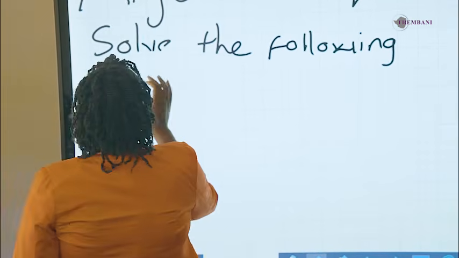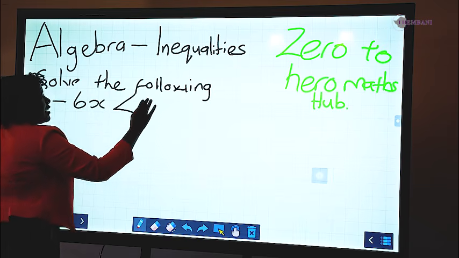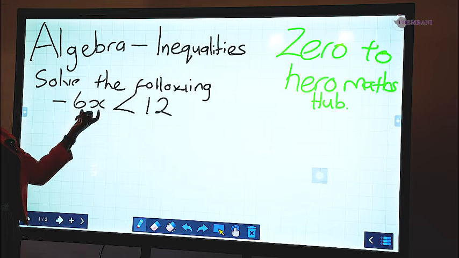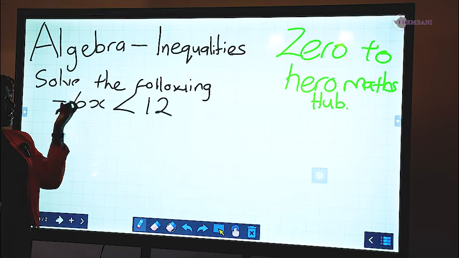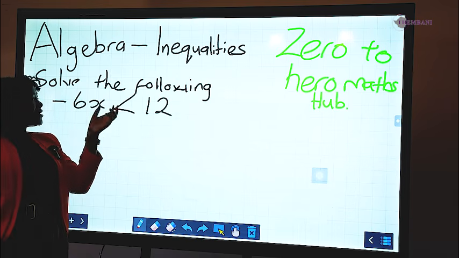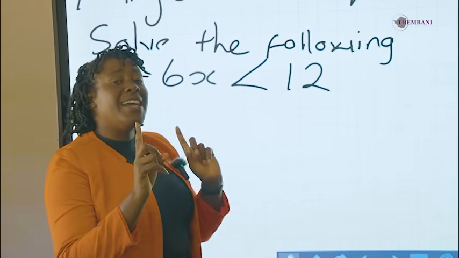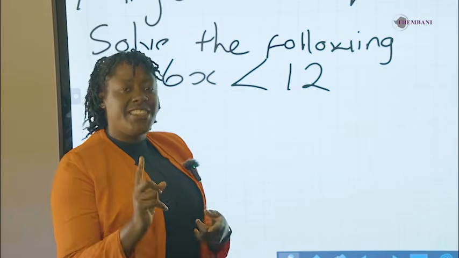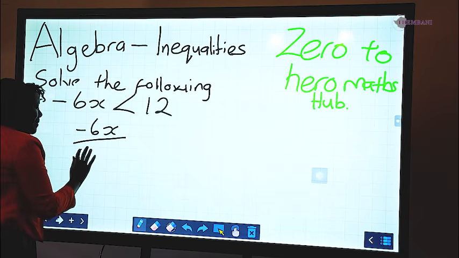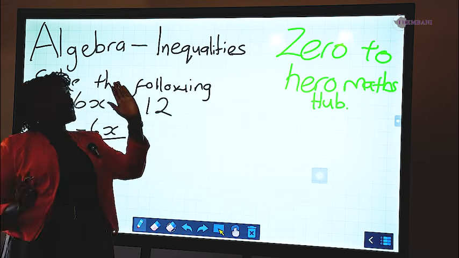But in this case, I have minus 6x is less than 12. This is the question that I have. For me to find the solution for my variable, which is x, I have to divide by a negative on both sides. If I'm dividing by a negative on both sides, my inequality sign changes direction. This is what I mean. I have negative 6x, and I'm going to divide by negative 6. If I'm dividing by negative 6, my inequality sign was facing this direction.